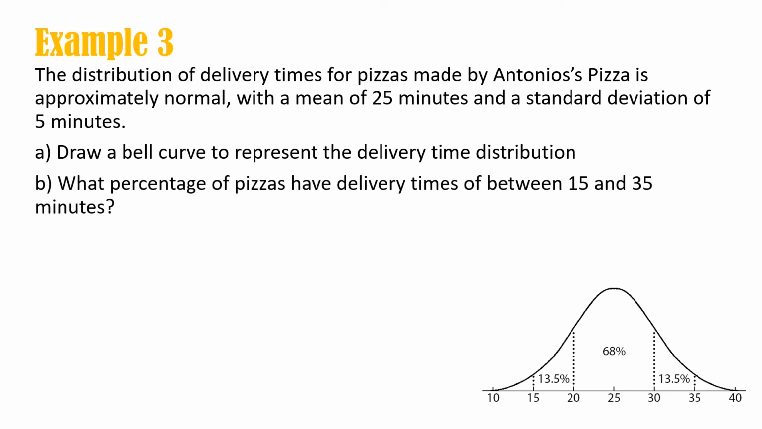So then, what percentage of pizzas have delivery times between 15 and 35 minutes? Because we've nicely written all of our times onto our bell curve, we can just read it straight off the diagram. So between 15 and 35, well, that's 2 standard deviations. So we just want to know what's between those 2 standard deviations. You can add 13.5, 68, and 13.5, or you can remember that it's 95%, doesn't matter which, but that's our answer. 95% of all pizzas have delivery times between 15 and 35 minutes.